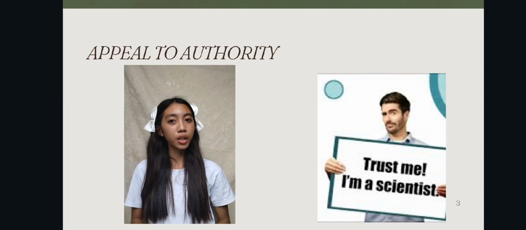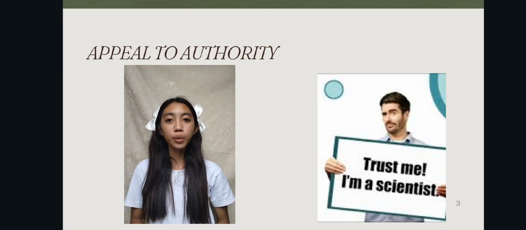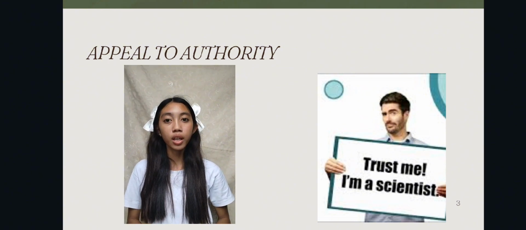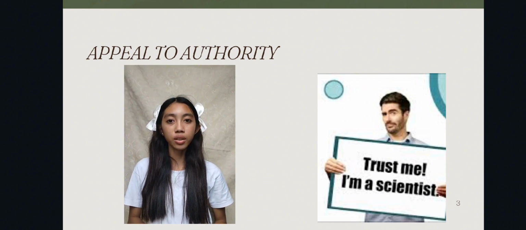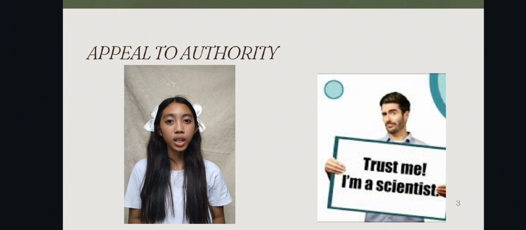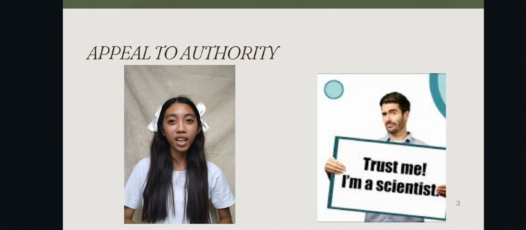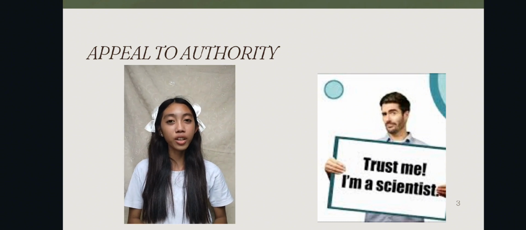The next one is appeal to authority. It occurs when the argument quotes an expert who is not qualified in the particular subject matter. The appeal to authority fallacy occurs when an argument relies on the endorsement or opinion of an authority figure or expert, rather than presenting sound reasoning or evidence to support a claim. Just because someone is considered an authority in a particular field doesn't mean their opinion is infallible, or that they are necessarily correct in every context.